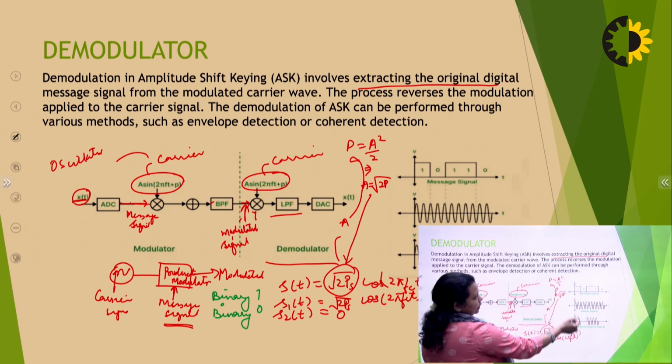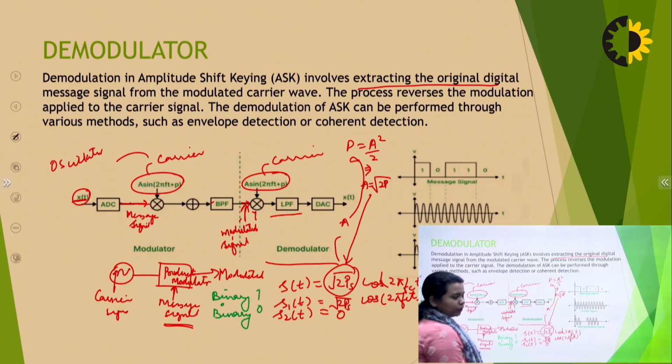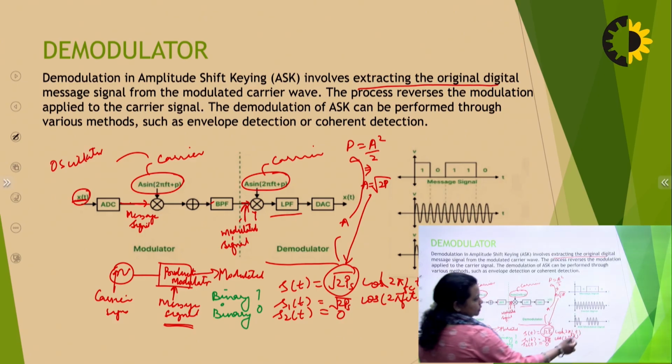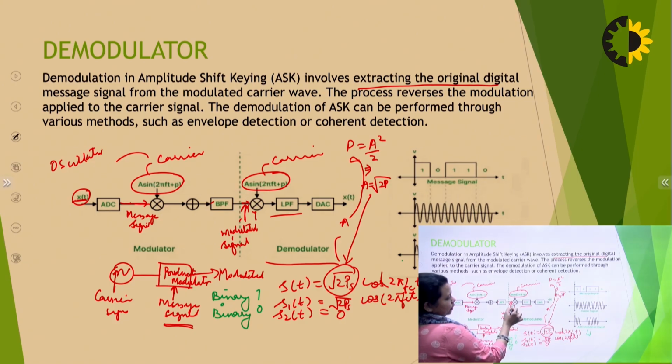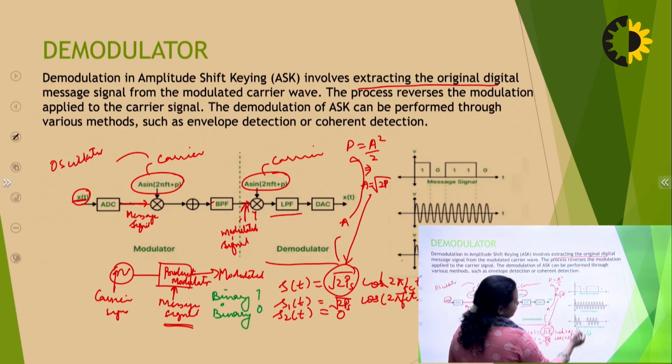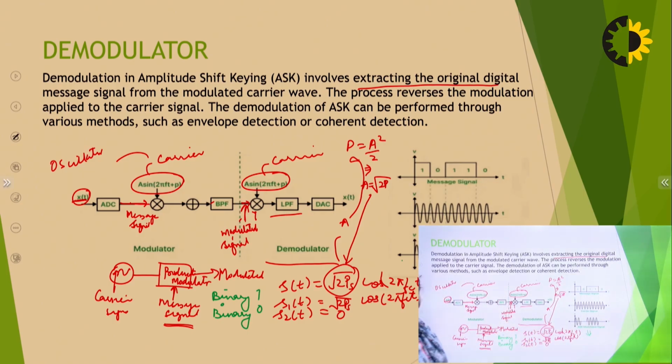And the waveforms, again I have shown here the message signal, this is our carrier signal, and this is our modulated signal, ASK modulated signal. And further, if this is fed to a demodulator, the same carrier frequency is applied to it, then it is passed to LPF, and further we will be getting our actual message signal as the output. So this is about modulator and demodulator.